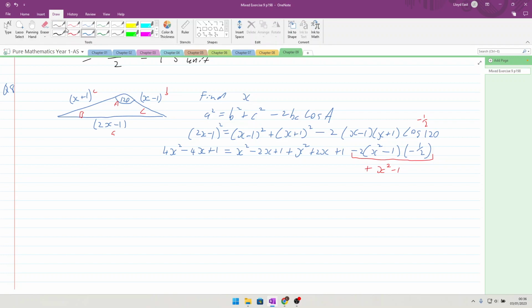Okay, let's see what we can put together here then. So these two cancel, the minus 2x and plus 2x. The plus 1 and the minus 1 cancel.